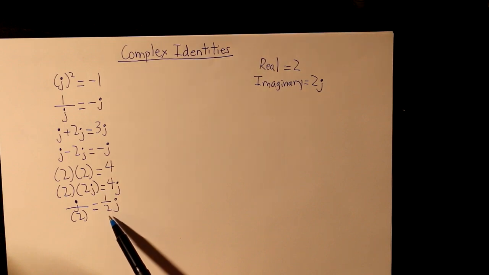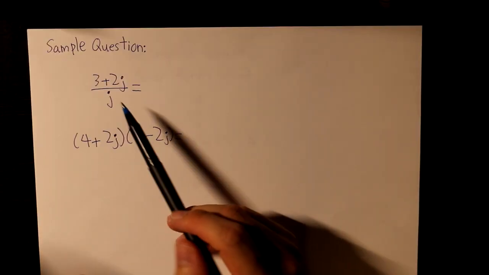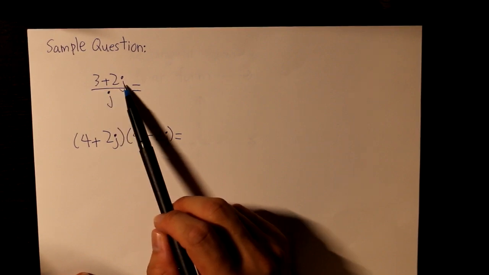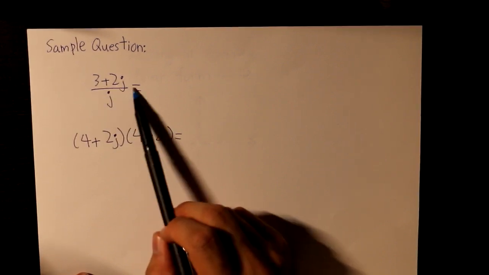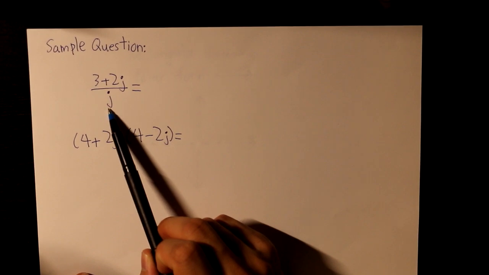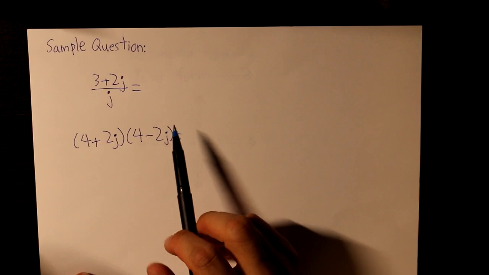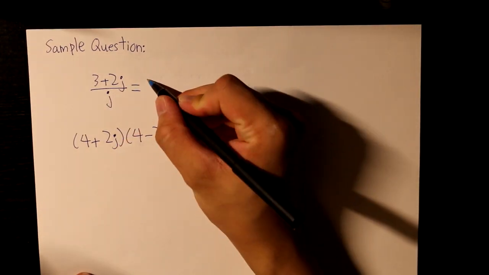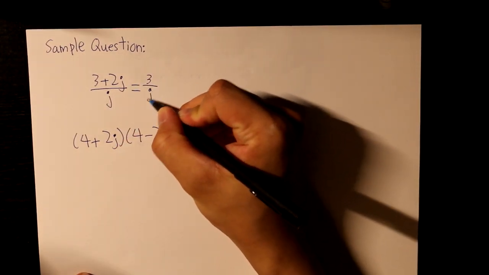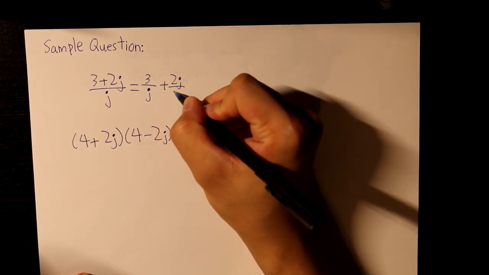So now that we've finished covering some of the basic concepts of complex identities, let's look at some sample questions. What we have here is the numerator, which is 3 plus 2j, divided by the denominator, which is j. Utilizing our knowledge about having the imaginary number in the denominator will determine what our answer will be. So when we split these two terms up, we have 3 over j plus 2j over j.